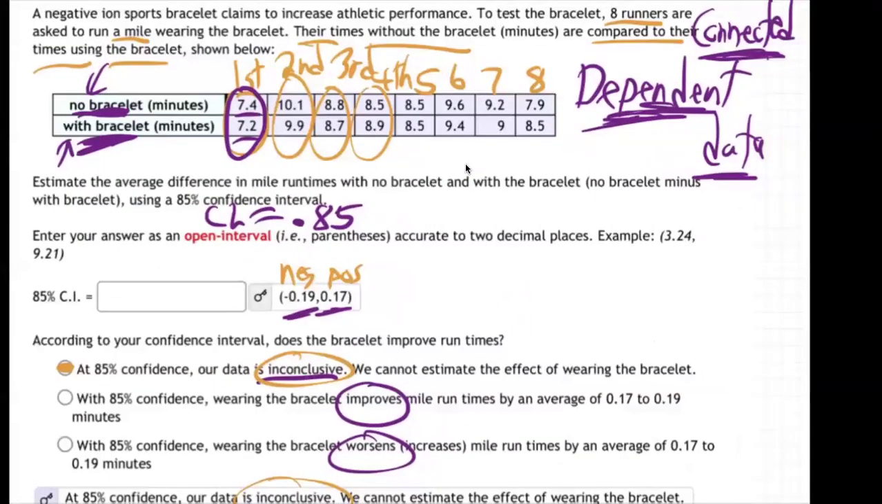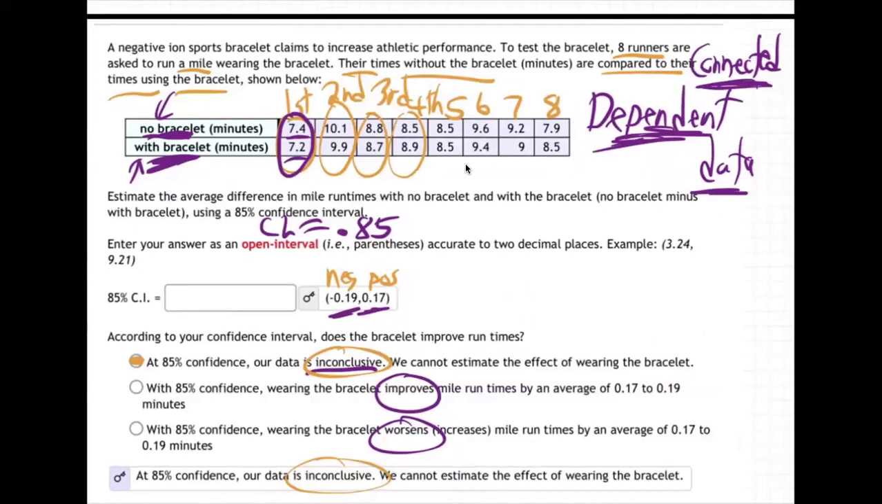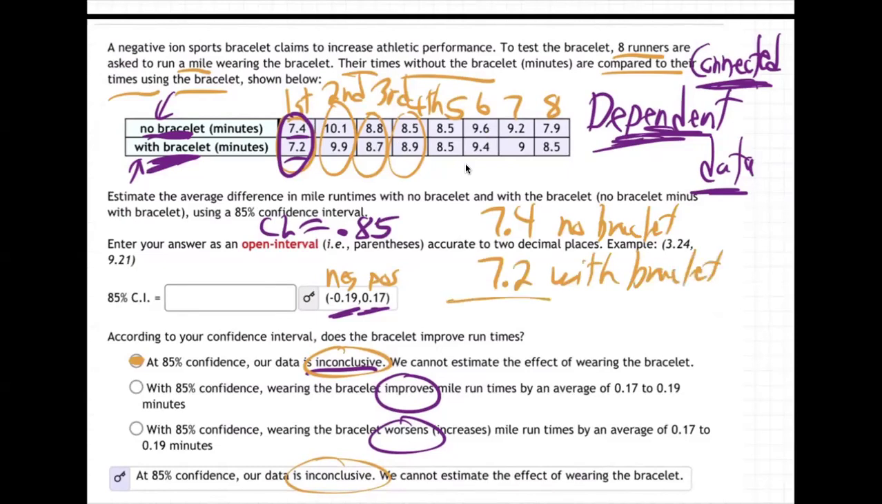inconclusive. Well, think about this. If I say, hey, I ran the course in 7.4 minutes with no bracelet, right? And then I ran it in 7.2 with the bracelet, ran the mile, you subtract those, that's a positive 0.2. So if I get a positive answer, what does that mean? That means the first number was higher, doesn't it? Which means no bracelet is higher. So with bracelet is lower, that means it works. Wouldn't that mean it works in this case?